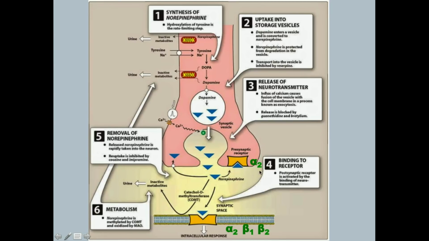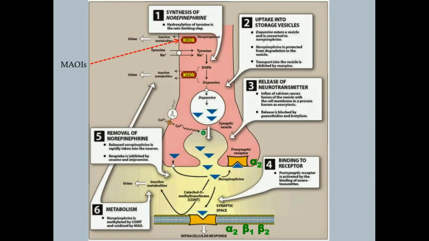That's why this alpha-2 is kind of the black sheep out of these adrenergic receptors. That's why when you stimulate alpha-2, it actually has the effect of lowering blood pressure, whereas when you stimulate the other receptors, if anything, it's going to raise blood pressure. So there's a few drugs that come into play here.